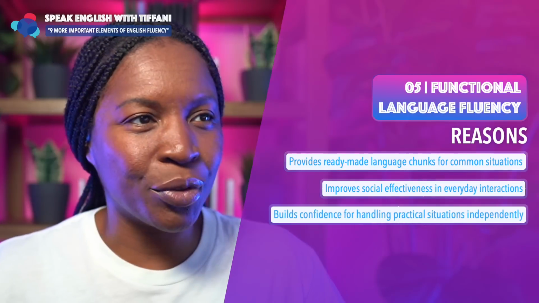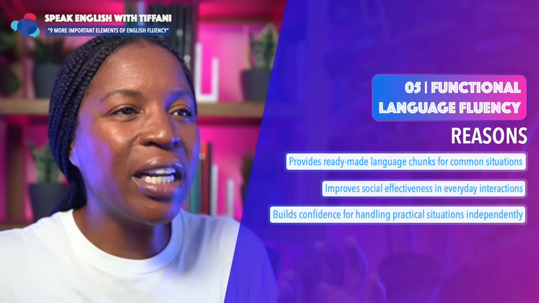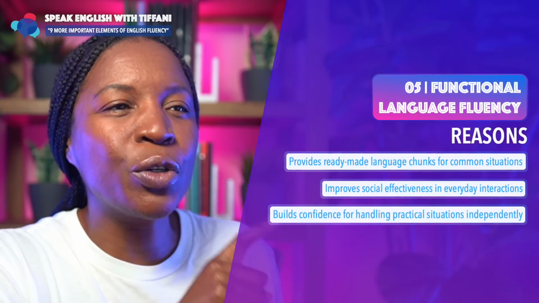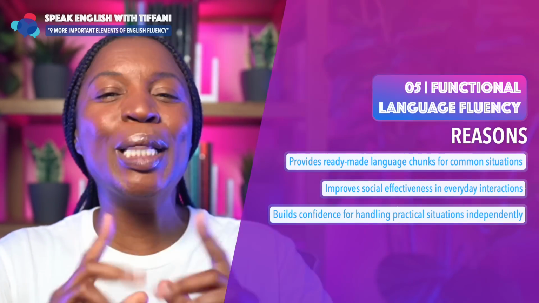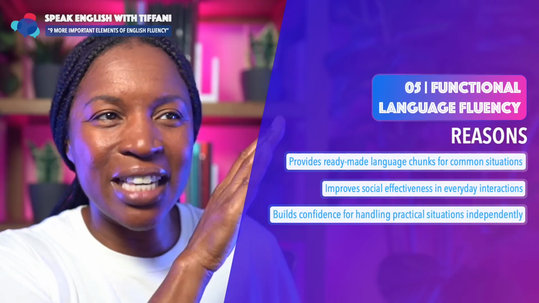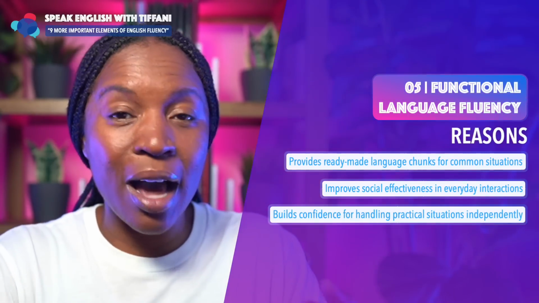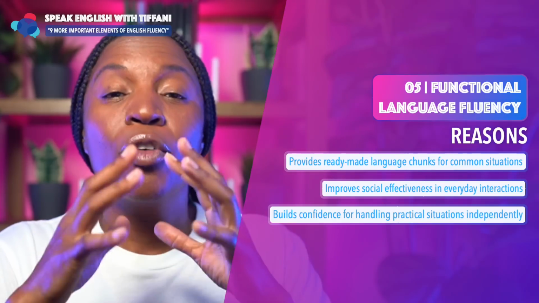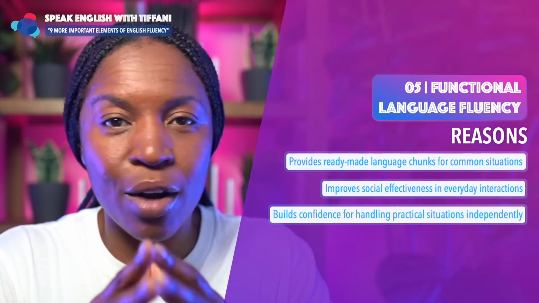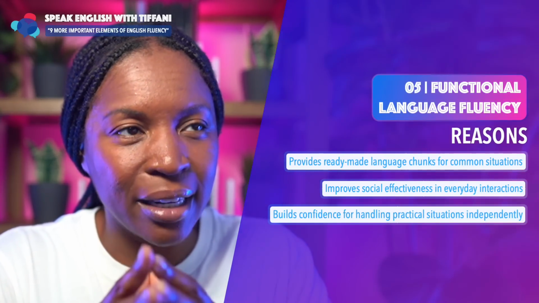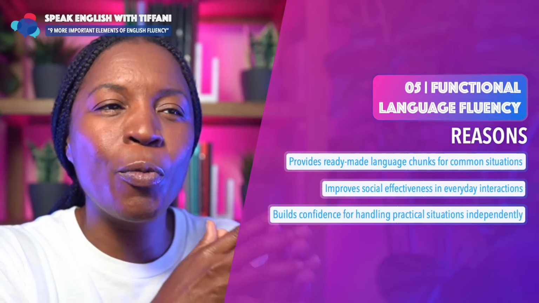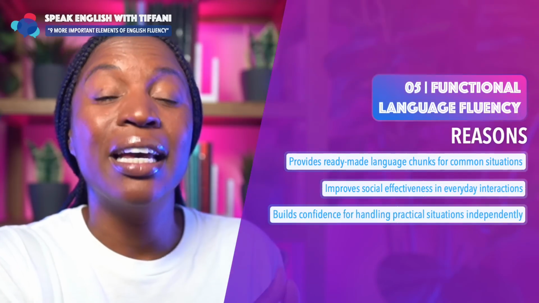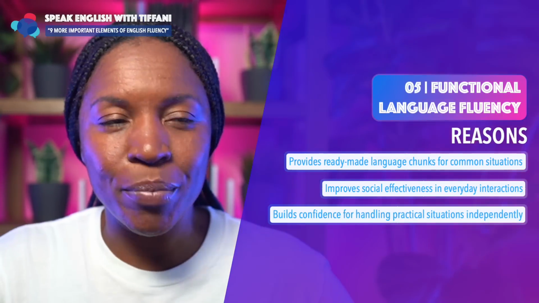And reason number 3, it builds confidence for handling practical situations independently. We're talking about English fluency, but notice these elements are about your confidence, your listening skills. Fluency is not just about the number of words that you know. Again, the 5th element, building confidence to handle practical situations independently. The 3rd reason for this element. Now let's move on to the 6th element.